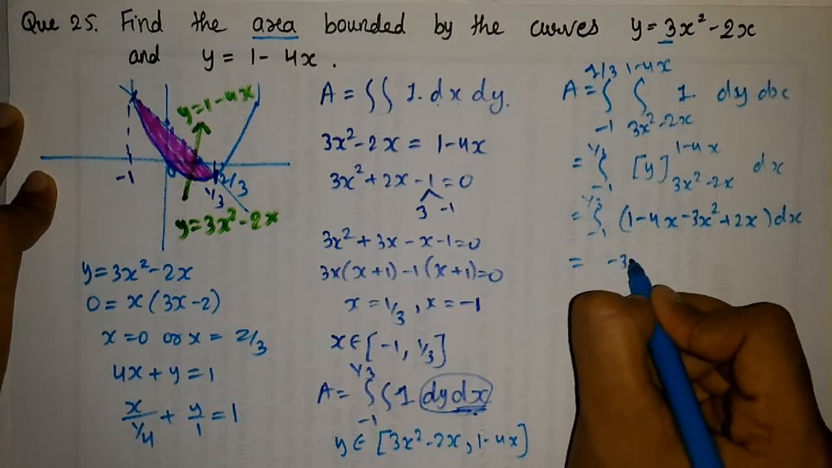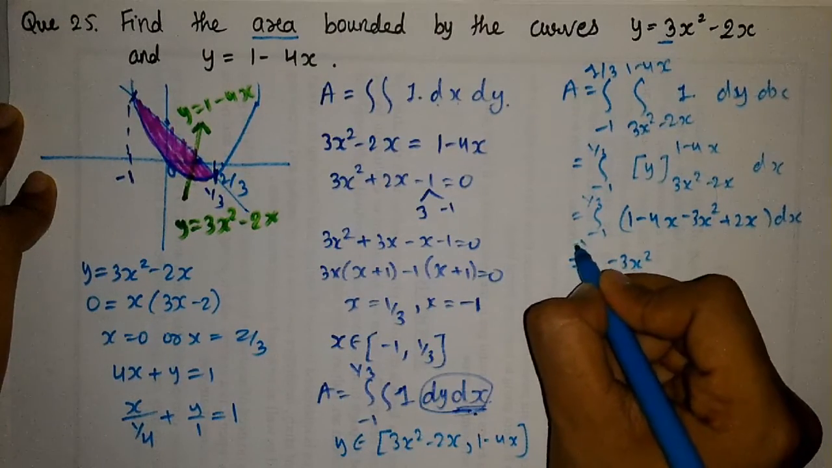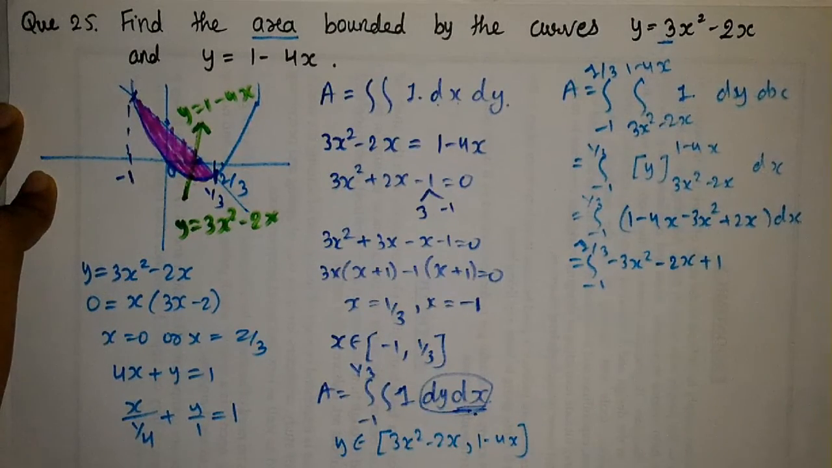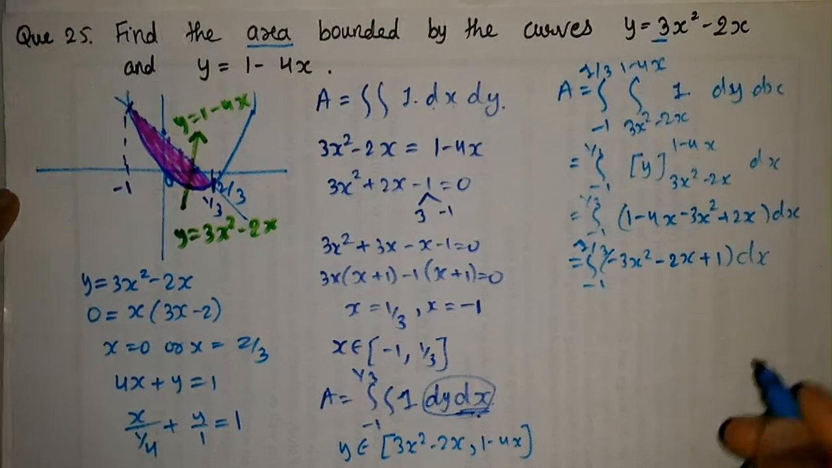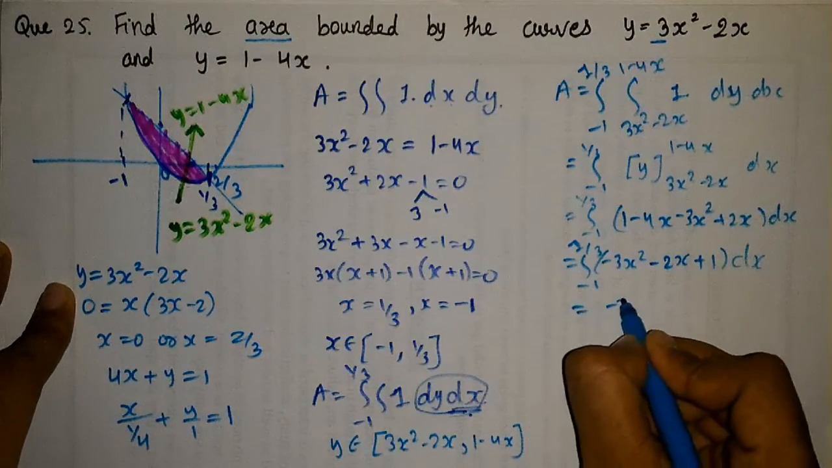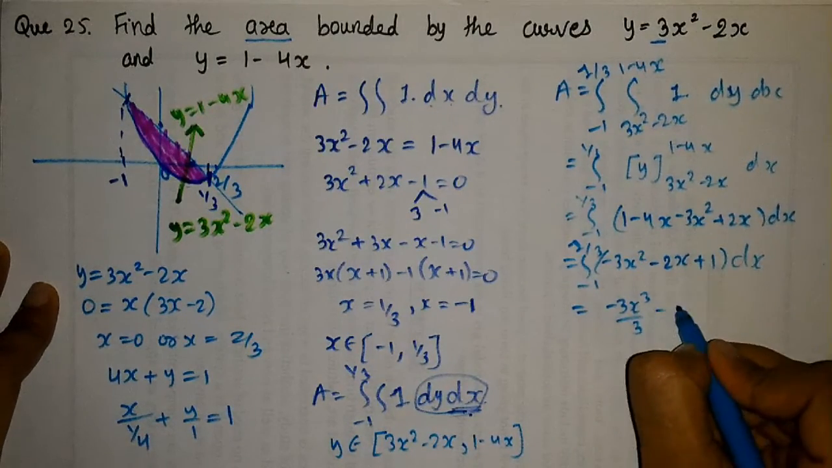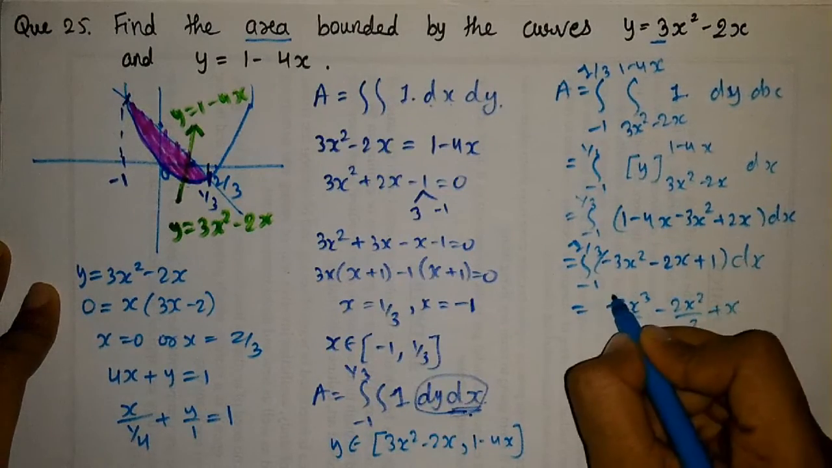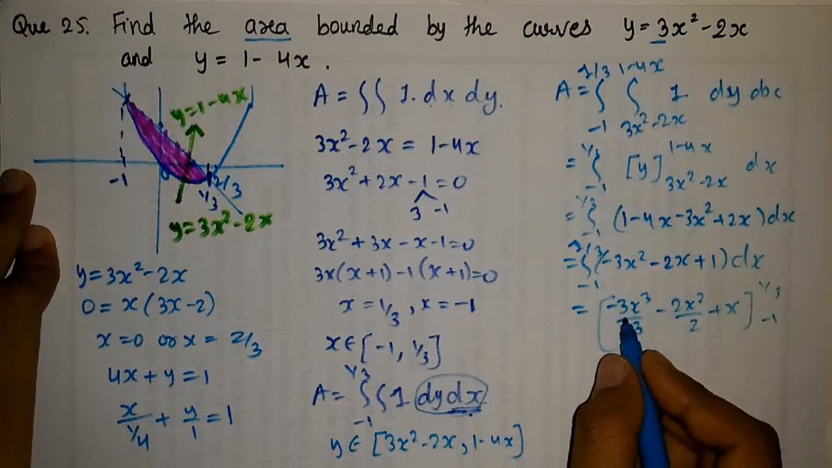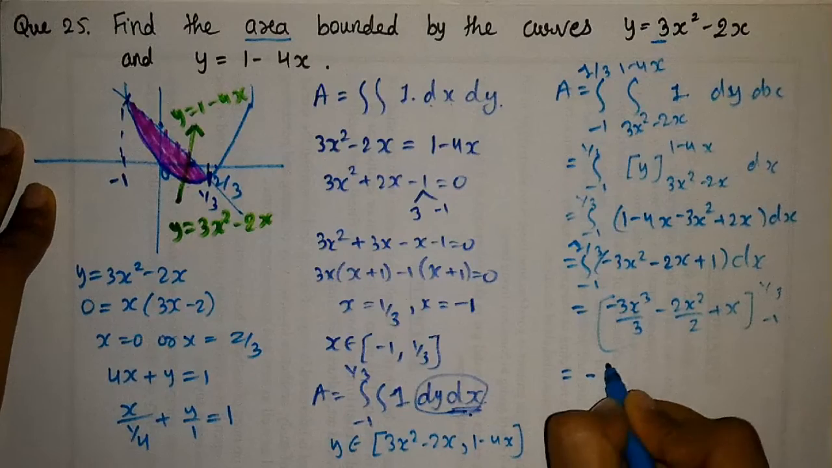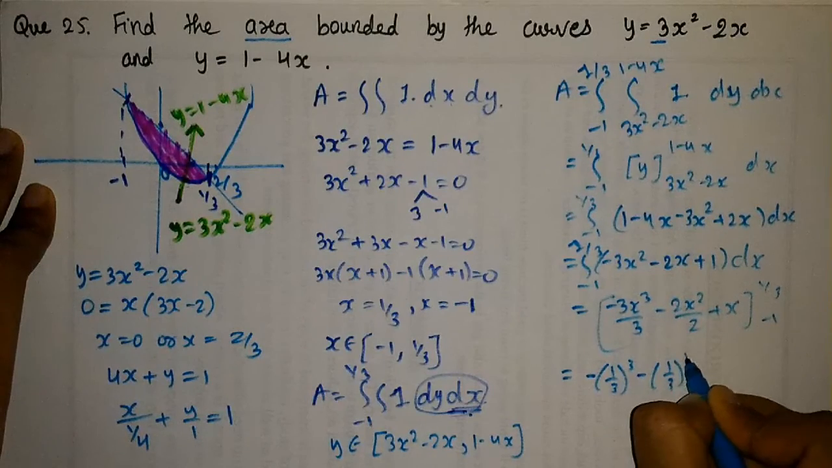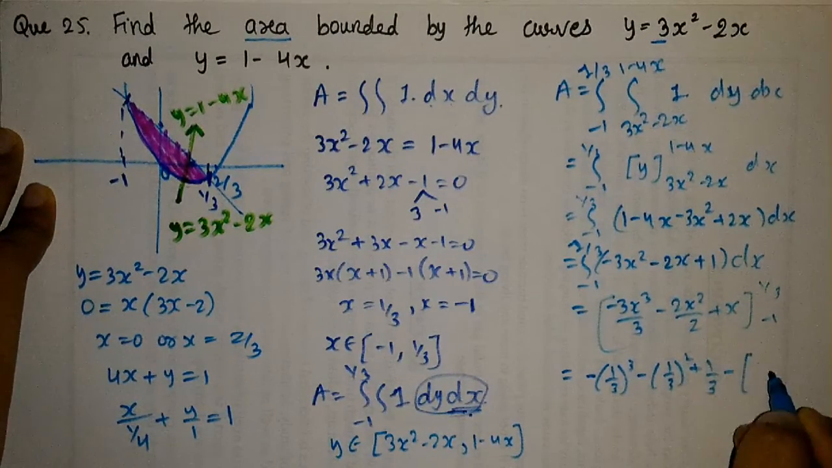That is equal to integration from minus 1 to 1 by 3 of minus 3x square minus 2x plus 1 into dx. Now integrate this term with respect to dx. So we get minus 3x cube by 3 minus 2x square by 2 plus x. Its limits are from minus 1 to 1 by 3. Now put the limits. This 3 will get cancelled. That is equal to minus 1 by 3 whole cube, this 2 will get cancelled, so it will be minus 1 by 3 whole square plus 1 by 3, minus lower limit.